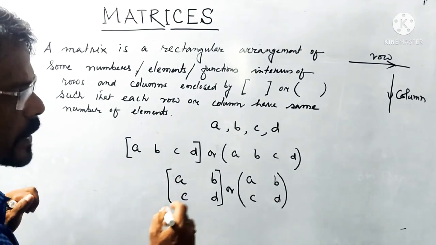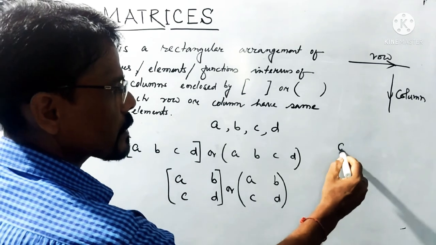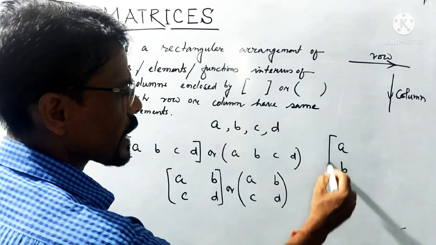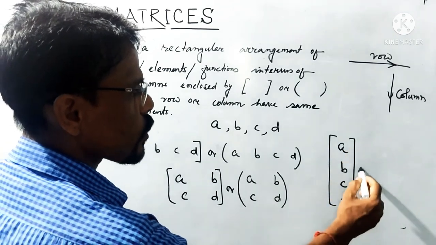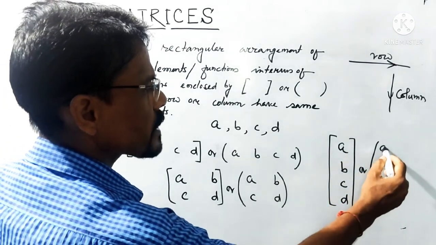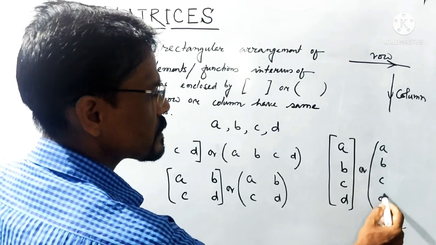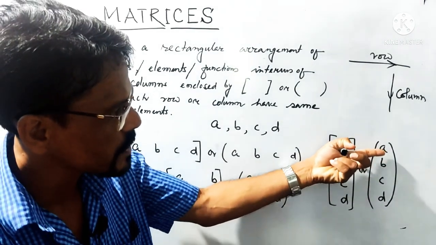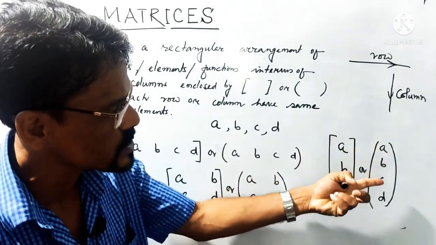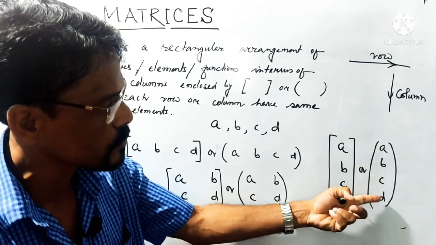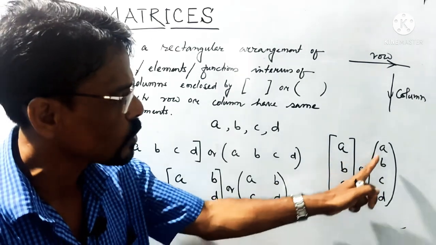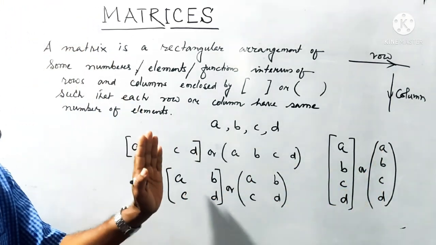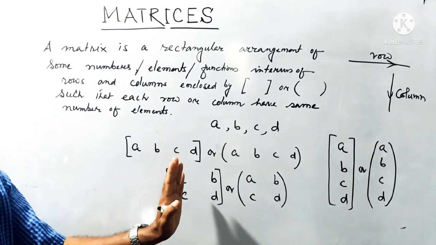Or other way also you can write like A, B, C, D. In that way also we can arrange the letters. These are within the first bracket, A, B, C, D. But here you see there are 4 rows. A is in the first row, B in the second row, C in the third row, and D is in the fourth row. But there is only one column, A, B, C, D. This is one column. So this is the definition of a matrix, and these are the examples.